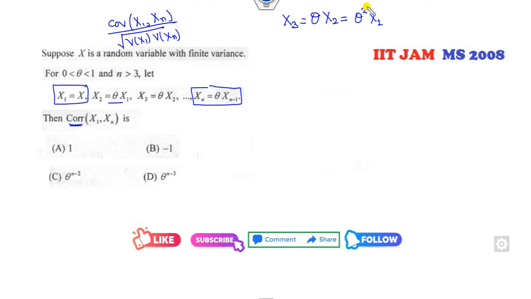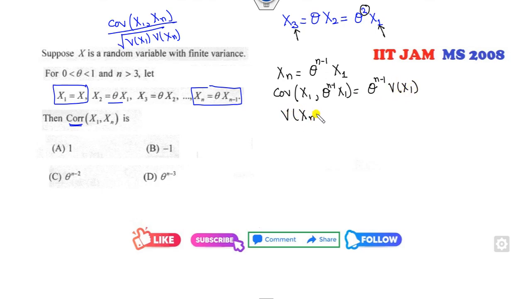So if you closely look, this value 2 is basically the difference between 3 and 1. So I can write xn in terms of x1, the difference is n minus 1. What is the covariance between x1 and xn? Because this is a constant value, I can take it outside. The covariance of x1 with x1 is the variance of x1.